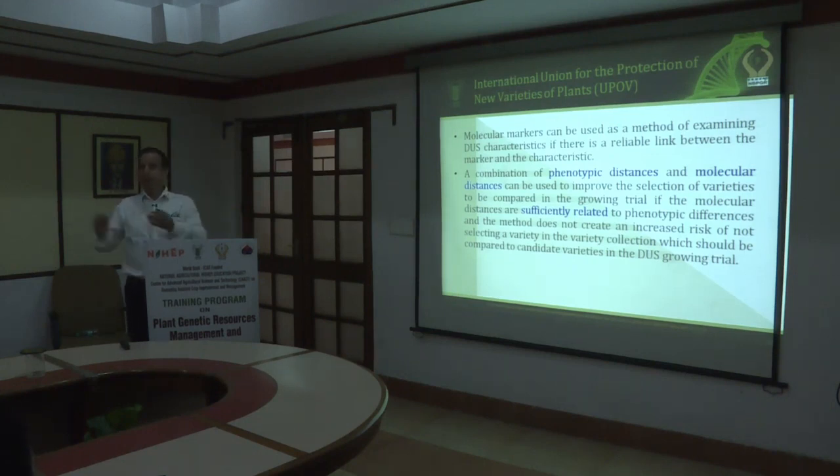Because markers are different, and morphological characters are different. They are governed by genes which are located at different positions. Your markers are located at positions which are totally different, not linked with the gene positions for those characters being used for characterization. Further, they say that you can calculate phenotypic distances and molecular distances, the DNA based test distances, to improve the selection of varieties to compare in the growing trials if the molecular distances are sufficiently related to phenotypic differences. If your molecular distances are related to the phenotypic distances, then it can be thought of as a substitute, but those are not. Many times we do many experiments in the lab, and molecular distances are totally different. They are not correlated with your phenotypic distances at all.